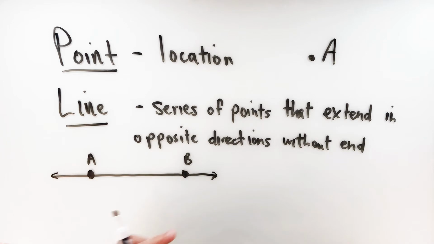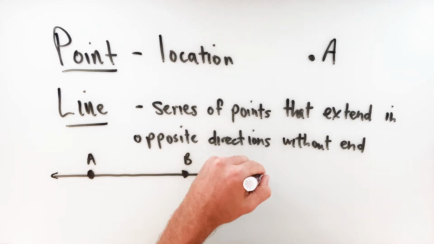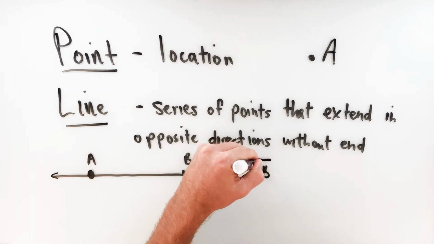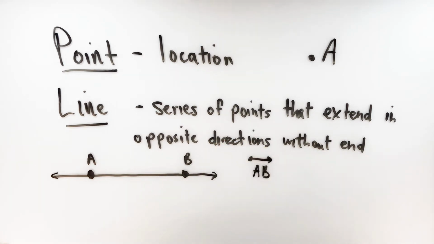There's a couple different ways to denote or to name a line. One way is with the points that are on that line. If we have just 2 points on the line, it makes it easy. We take those 2 points, AB, and we put a little line with the arrows over the top. It doesn't matter if it's AB or BA, we can denote it either way.